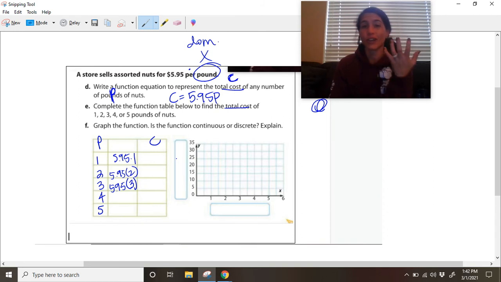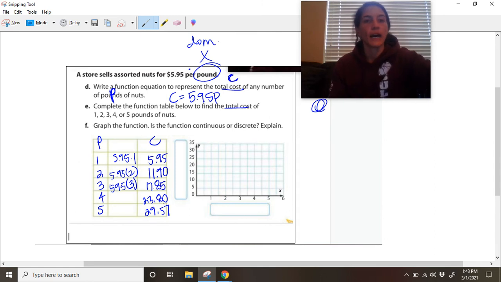If you have your calculator, you can use the tools that you have. Type that in your y equals and look at the table. I already have the answers, so I'm just going to copy from my paper when I already did this lesson. $5.95, $11.90, $17.85, $23.80, and $29.75. So that's the total cost. So that was part, right? We did D and we did E.